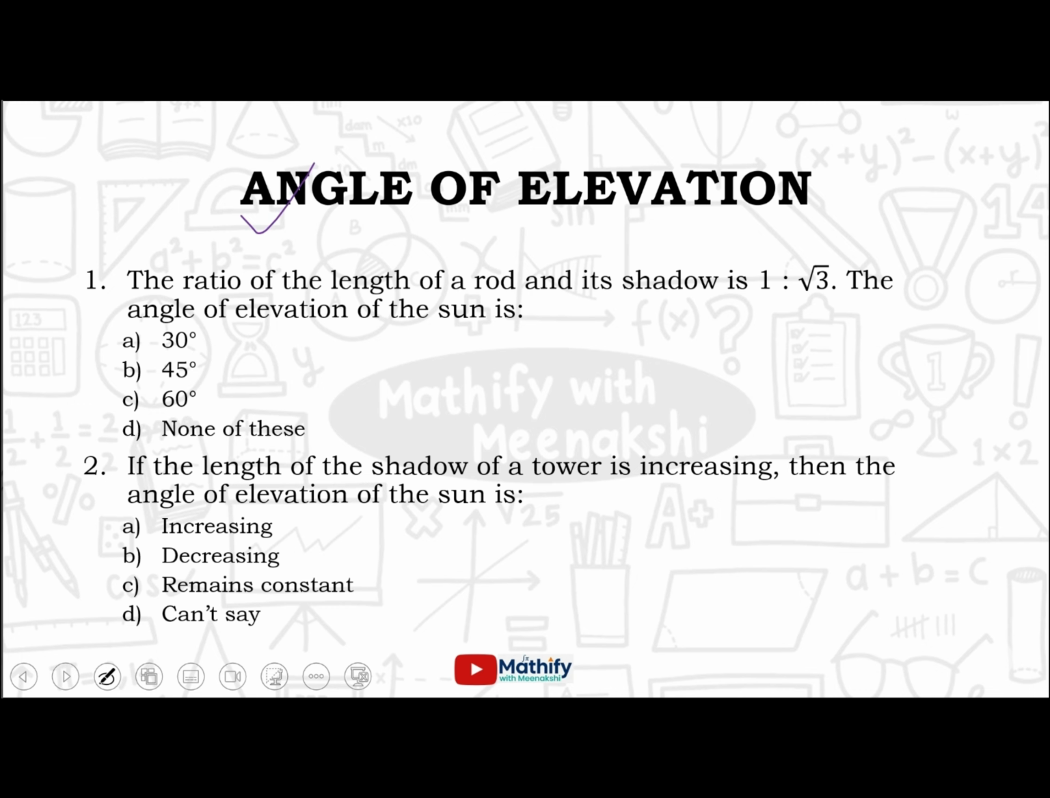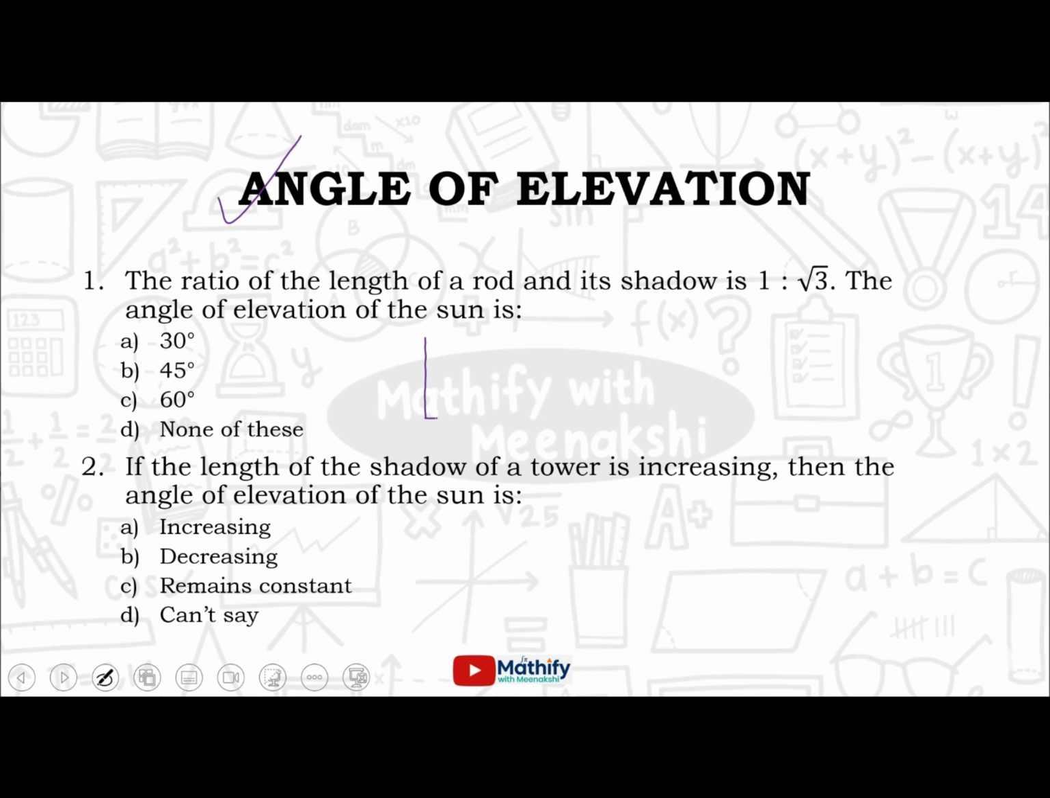First question, the ratio of the length of a road and its shadow is given to you, 1 is to root 3. This is 1, this is root 3. And you have to find theta, the angle of elevation of the sun. Now, how will we decide which trigonometric ratio we'll use? Just see what is given to us.